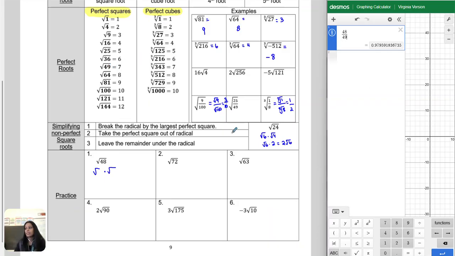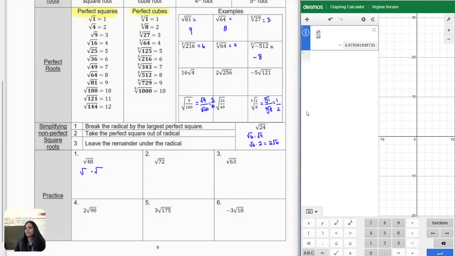For example, 49 is a perfect square, but it's not going to go into it. Let's try 36. Doesn't go into it. Let's try 25. Doesn't go into it. When I say doesn't go into it, I mean that it's giving me a decimal, so it's not divisible.